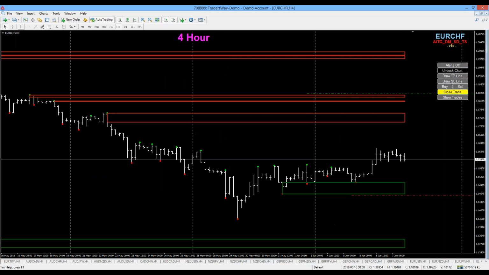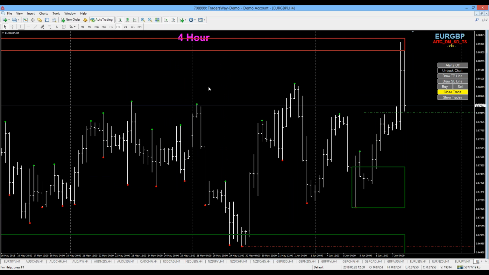All right, Euro Swiss. Again, that's just flopping around there, going sideways for the most part here. We're waiting for it to break south or break north. All right, we'll leave that turned on.